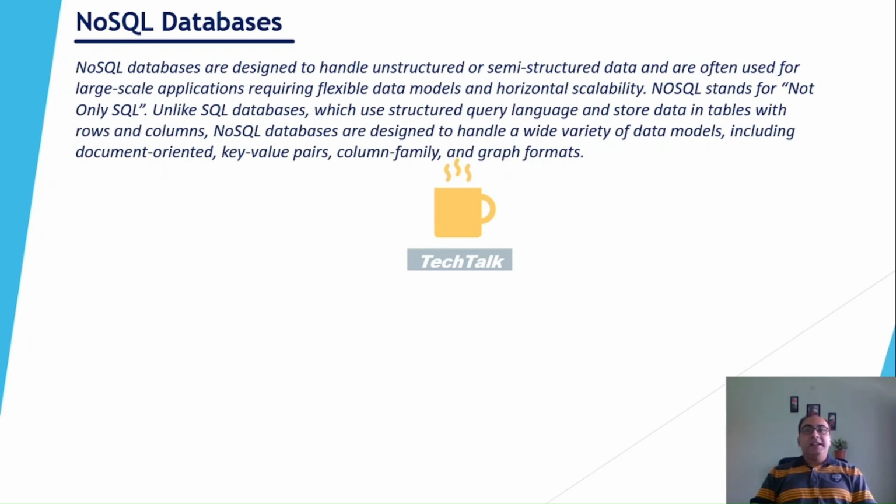Now, NoSQL stands for not only SQL. It doesn't mean NoSQL does not have SQL. It has SQL, but with very limited features. You cannot write complex queries in NoSQL databases. In SQL databases, we store information in the form of rows and columns within tables. But in NoSQL databases, we have a variety of data models. Basically we can categorize data models into four categories under NoSQL databases: document oriented, key value pairs, column family, and graph data formats.